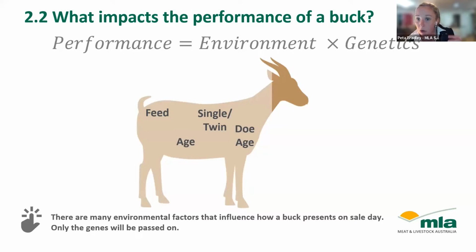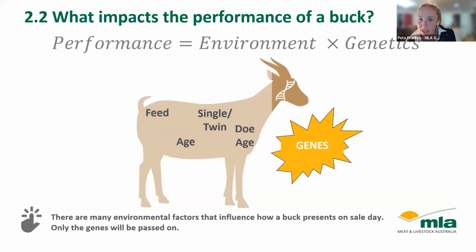So they're what we call the environmental factors. But as I was saying, he's not going to pass any of those on to his progeny. Just because he might look good because he's a single, he's actually not going to pass that on unless it's described in his genes, which is the bit that we're interested in. And this is what estimated breeding values really describe.